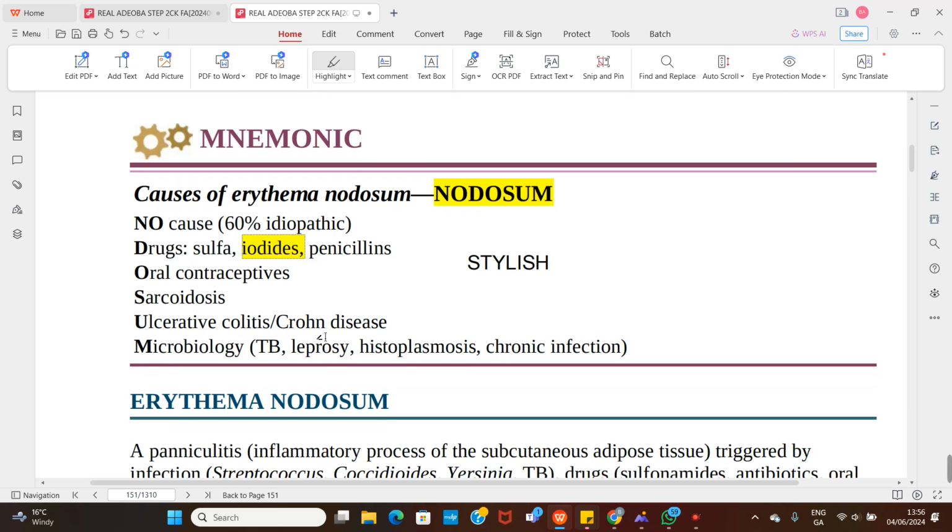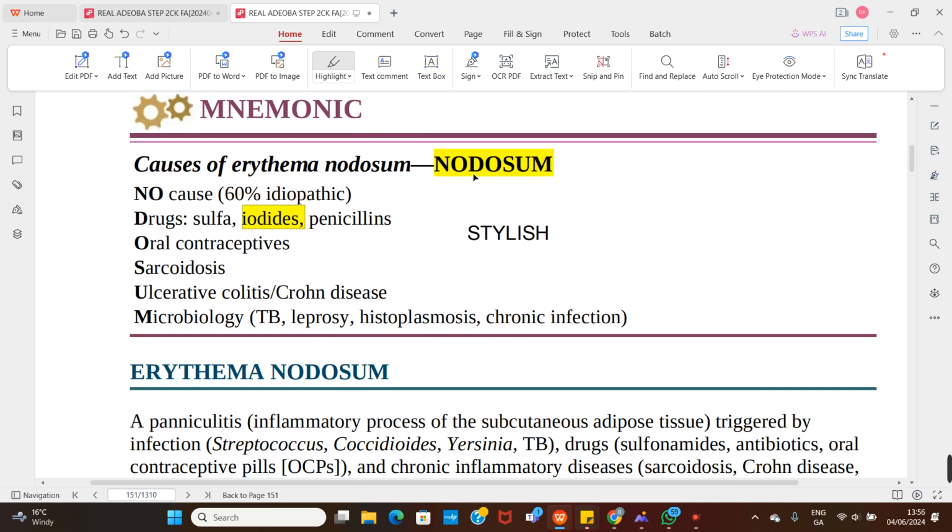Then for the O, we talk about the oral contraceptive, just re-emphasizing that. The S for sarcoidosis. So you cannot forget sarcoidosis when it comes to erythema nodosum. Then the U for ulcerative colitis and Crohn's disease. So IBD generally can cause erythema nodosum.